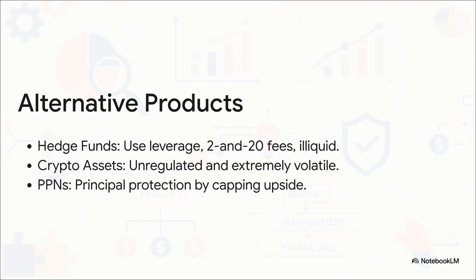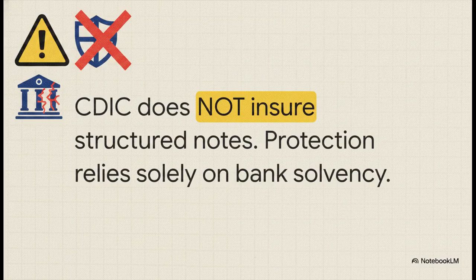Finally, we have principal protected notes, or PPNs. These are structured products linked to an equity index that promise to return your initial principal at maturity, but they do that by capping your upside potential. Now, pay close attention here, because the crucial point for principal protected notes is a very specific exam trap. If the issuing bank goes under, you can literally lose your money.